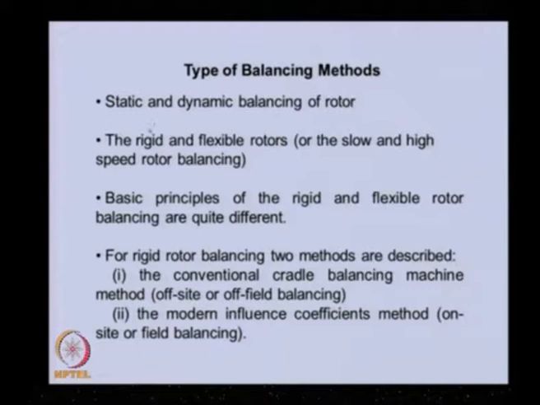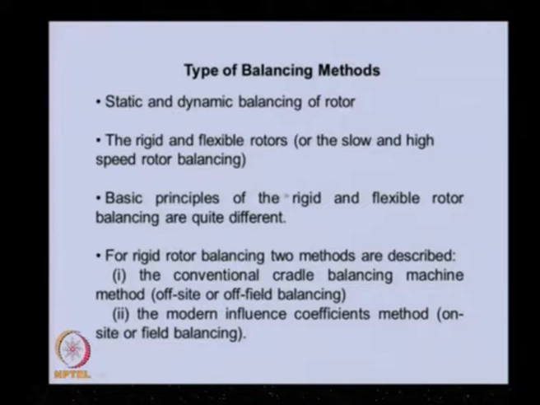And in the rotor itself we have two classes of balancing, that is rigid rotor and flexible rotor balancing, or sometimes it is called slow speed or high speed rotor balancing. We will explain what the rigid rotor and flexible rotor are, and the difference between them, in more detail subsequently. But in general, if the rotor is rotating at slow speed, we do rigid balancing, and at high speed, especially near critical speed or above critical speed, we do flexible rotor balancing.